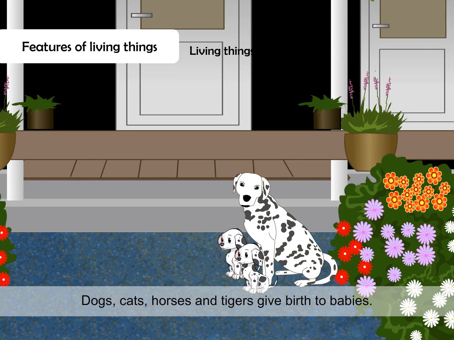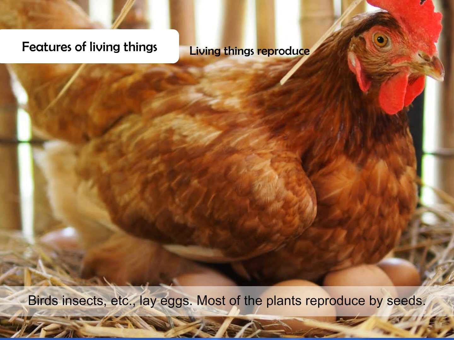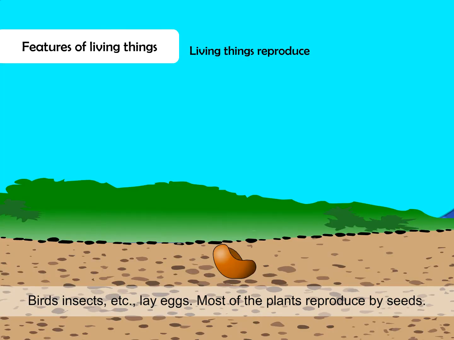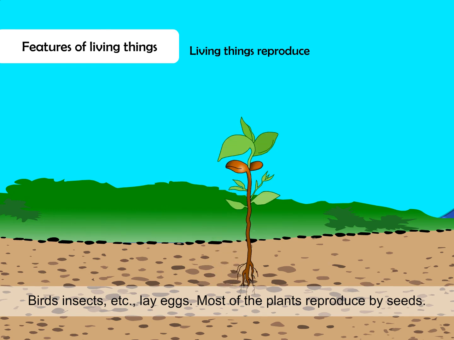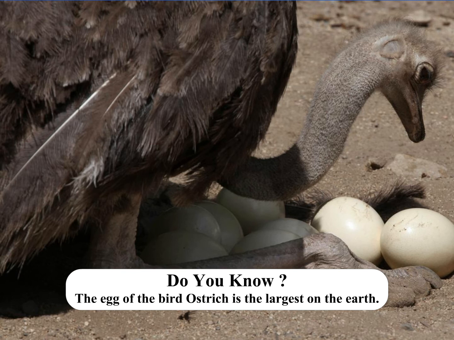Dogs, cats, horses, and tigers give birth to babies. Birds, insects, etc. lay eggs. Most of the plants reproduce by seeds. Do you know? The egg of the bird ostrich is the largest on the earth.